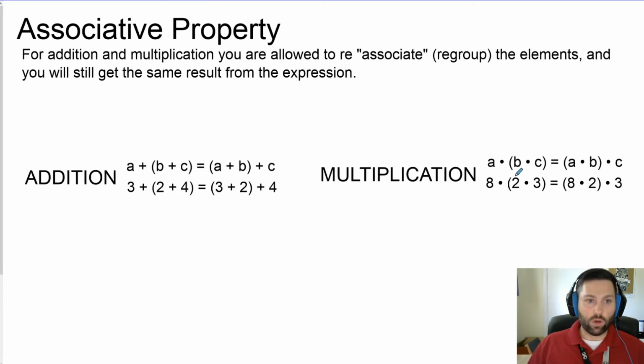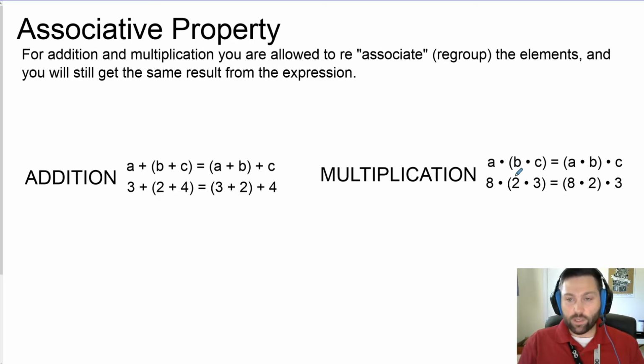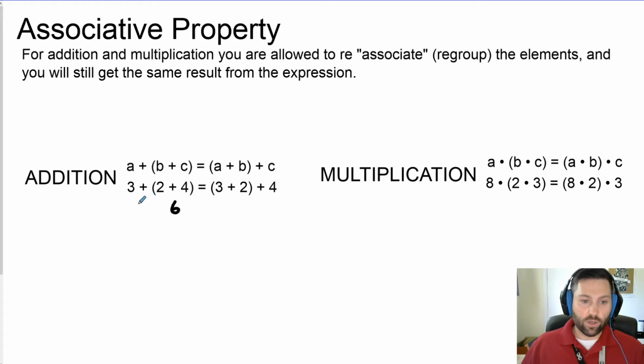The next property is called the associative property. I kind of get confused on this one, so I like to think about it as I reassociate, meaning regroup the elements together, and you still get the same result from the expression. So take a look. If I'm adding, I have 3 plus 2 plus 4, but the 2 plus 4 is in parentheses, and we know from order of operations that 2 plus 4 would be 6. So the expression would simplify to 3 plus 6, which is 9. And on the other side, 3 plus 2 is 5, plus 4 gives me 9 as well. So it holds for addition.